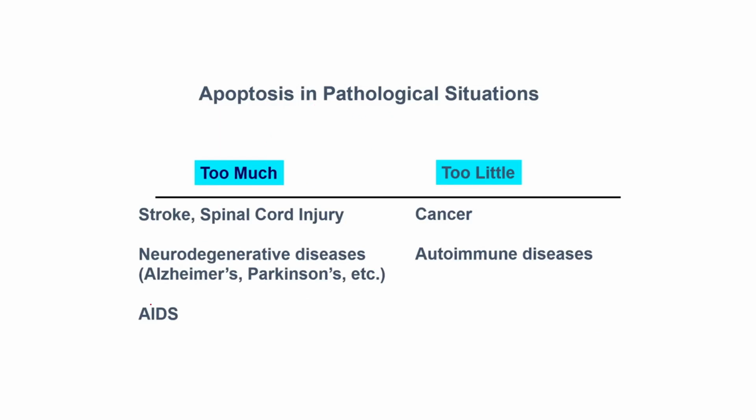So apoptosis in a pathological situation, if we talk, if too much apoptosis is there, that also should be regulated. Apoptosis should be regulated, as is the case with all processes. If too much is there, then different diseases occur, such as stroke, spinal cord injury, and neurodegenerative diseases such as Alzheimer's and Parkinson's. In Alzheimer's and Parkinson's, there is accumulation of aggregated proteins inside the brain.